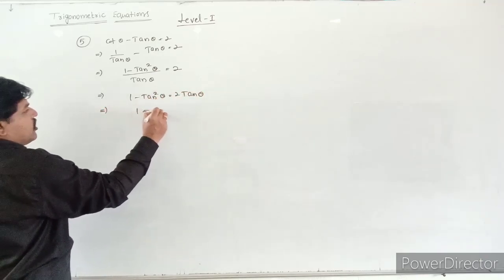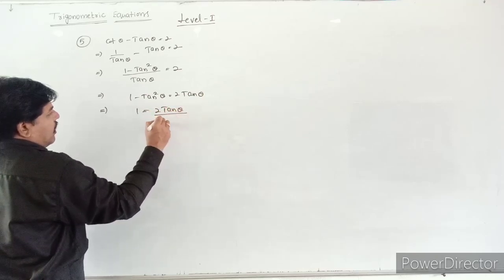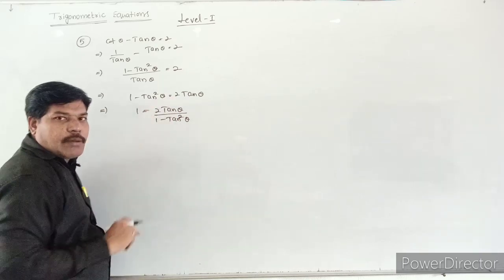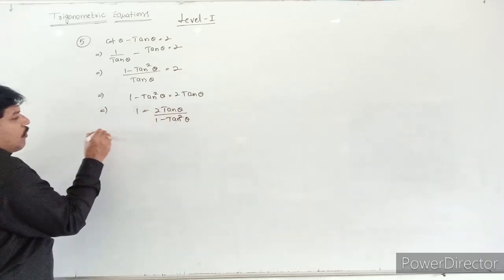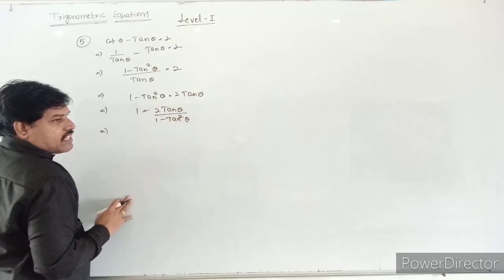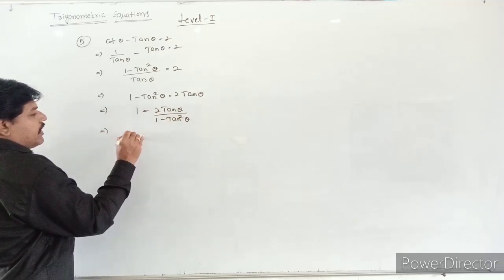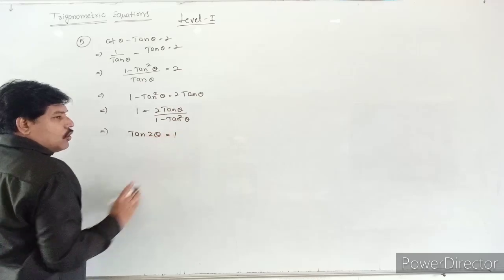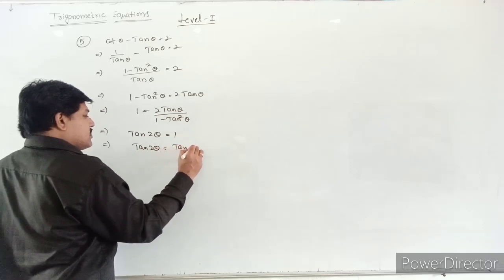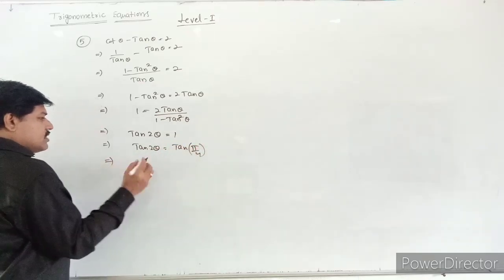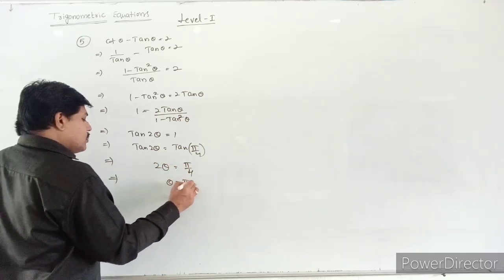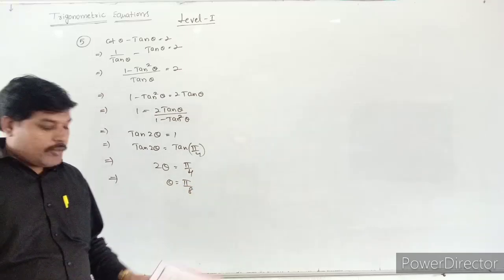So 1 is equal to 2 tan theta by 1 minus tan square theta. What is this formula, students? 2 tan theta by 1 minus tan square theta is nothing but tan 2 theta. So we can take it as tan 2 theta is equal to 1. What is the angle for 1, students? That is pi by 4. So what is the principal solution? 2 theta is equal to pi by 4, so theta is equal to pi by 8.